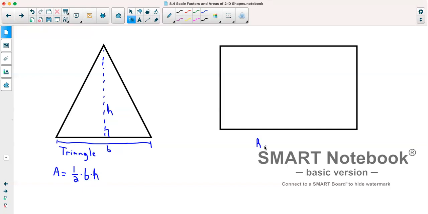Next, we have a rectangle. Now, with our rectangle, we want to know our width. We also want to know our length. And our area is just our length times our width.